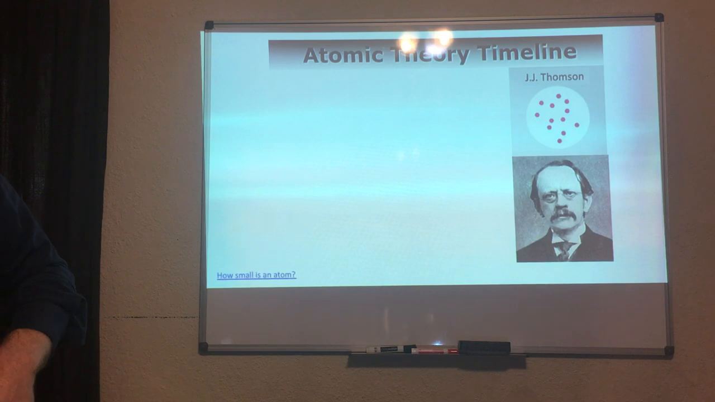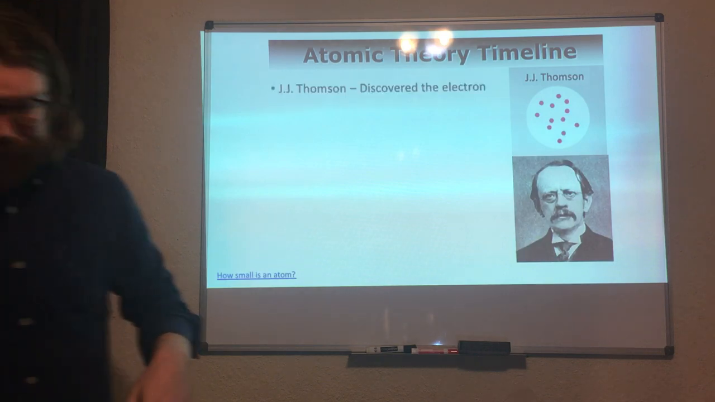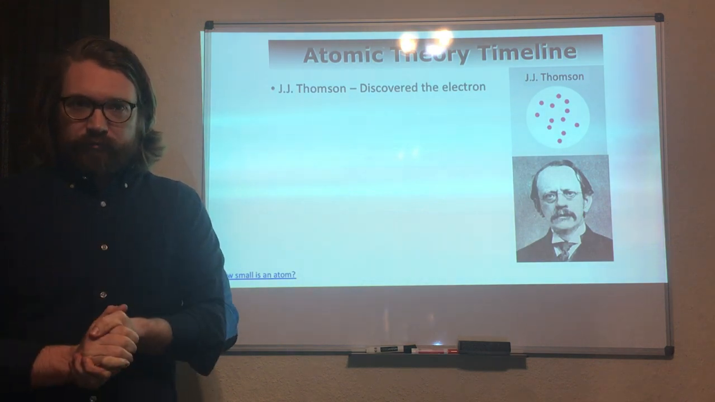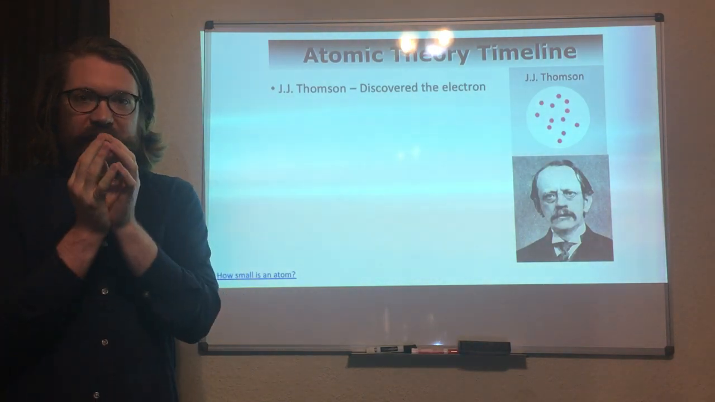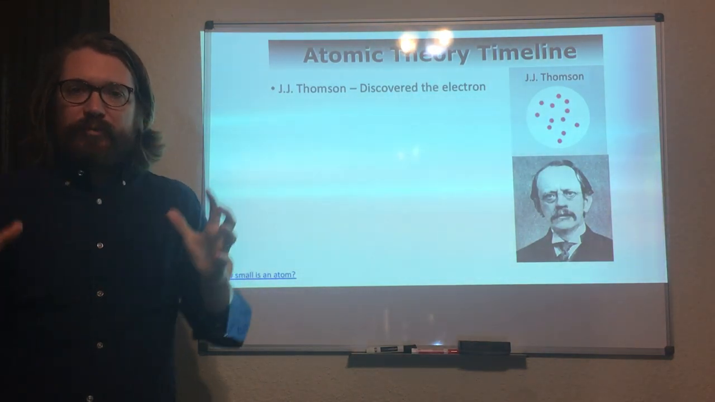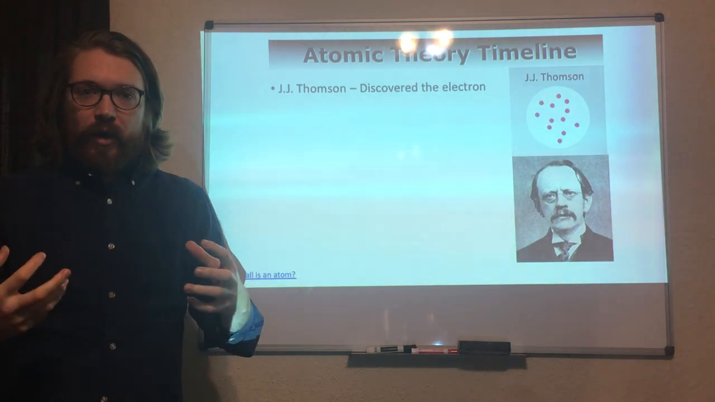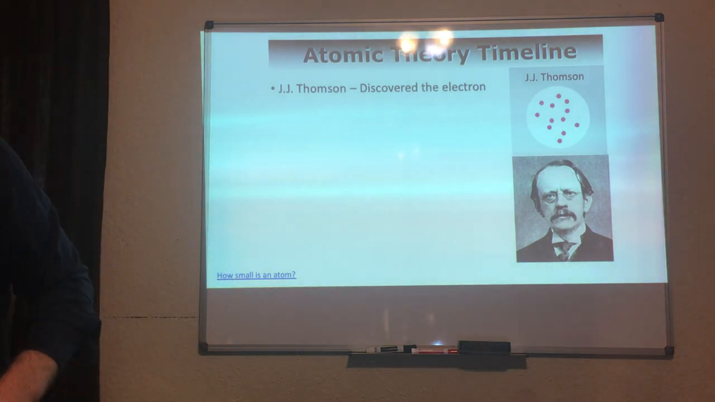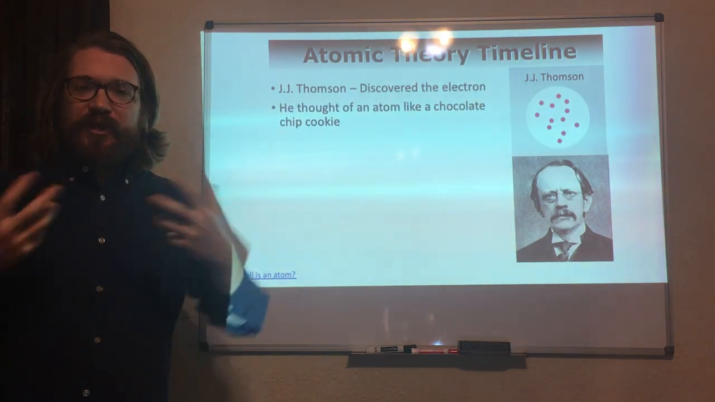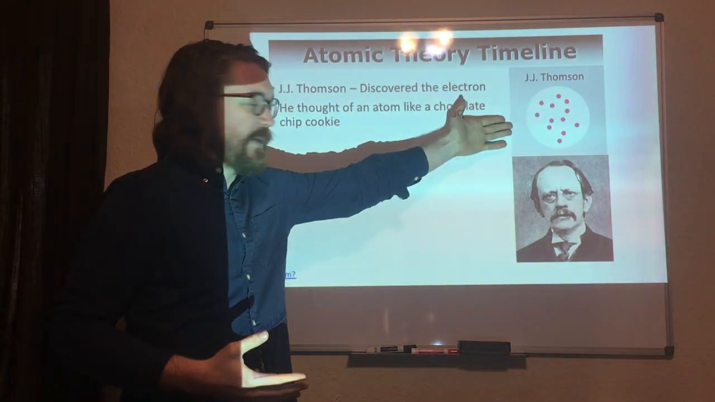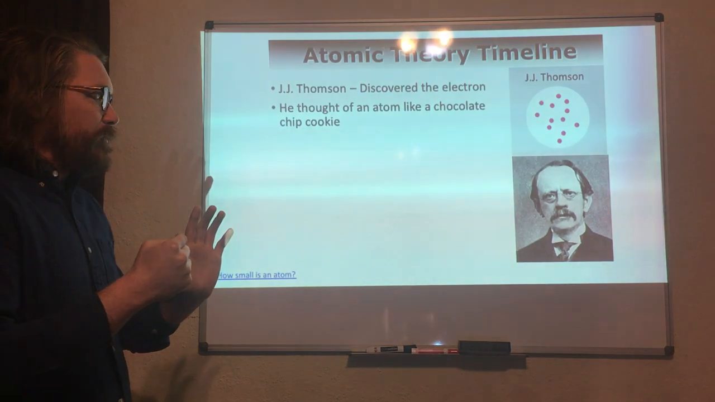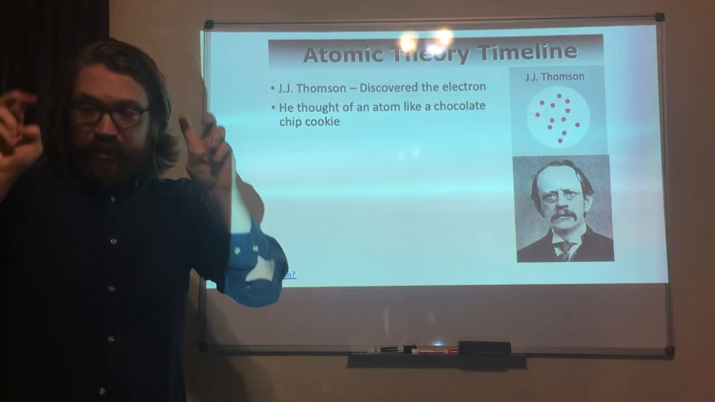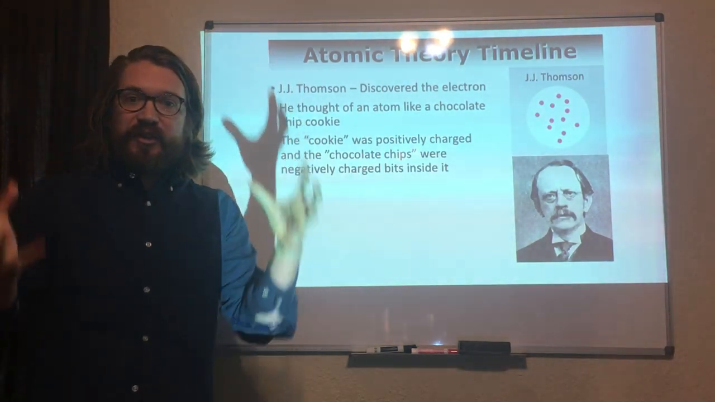All right, we're gonna jump forward a couple thousand years to this guy right here, J.J. Thomson. J.J. Thomson is the guy who discovered the electron. Before him, we thought these little tiny atomos, these atoms, couldn't be broken down. But what he realized was that there were positive and negative charges. He kind of thought of it as we would think of a chocolate chip cookie. If you look at the picture of J.J. Thomson's atom here, the white part, the surrounding bit, you can think of that as the cookie, and he thought that the cookie was all positively charged.